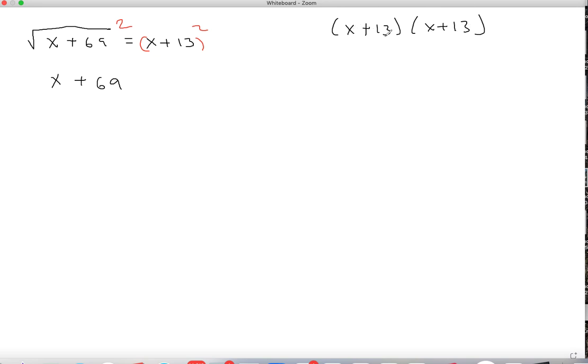So x times x is x squared, x times 13, 13x. Another 13x in the middle. And 13 times 13 is 169. And then I'm just going to fill that in down here now. So that would be x squared, 13x plus 13x would be 26x plus 169.